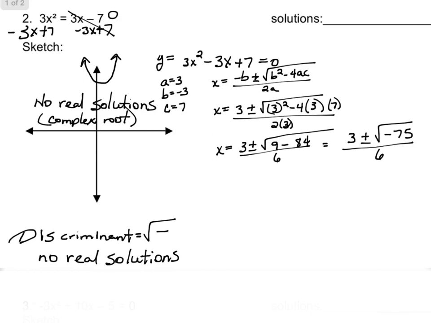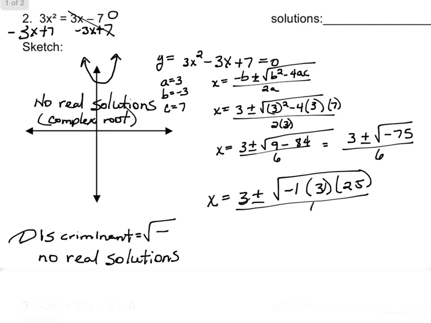All right, so let's look at simplifying under that radical. x equals 3 plus or minus... We want to take the square root of 75, which is negative 1 times 3 times 25. We can take the square root of 25, and we know that the square root of negative 1 is i. So that leaves us with x equals 3 plus or minus the square root of 25, which is 5, square root of negative 1 is i. What we can't do anything with under that radical is that square root of 3, so it stays there. And all of that is over 6.